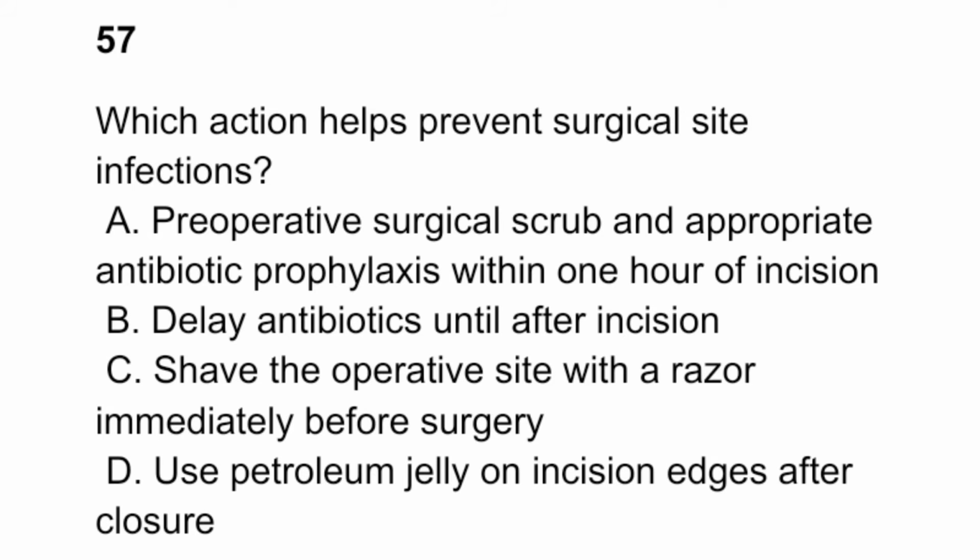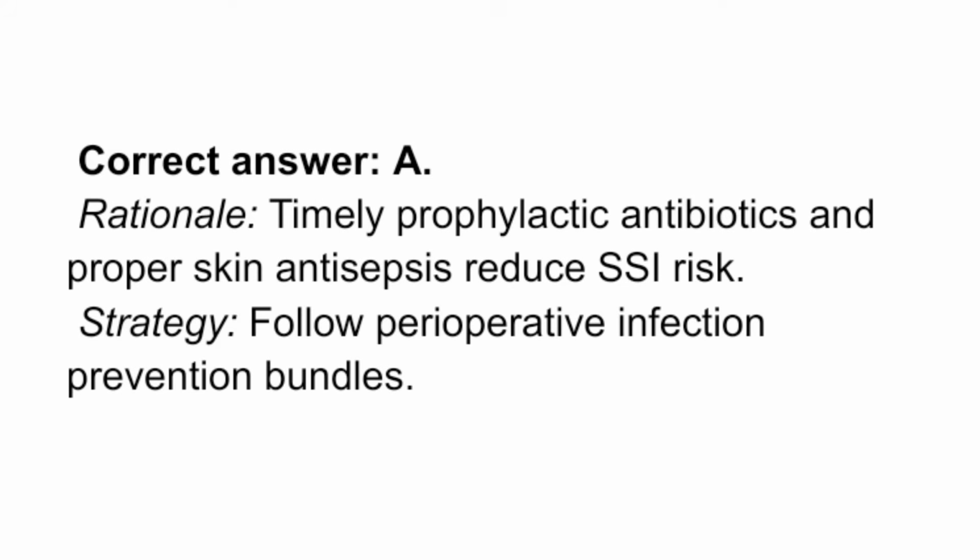57. Which action helps prevent surgical site infections? A. Preoperative surgical scrub and appropriate antibiotic prophylaxis within 1 hour of incision. B. Delay antibiotics until after incision. C. Shave the operative site with a razor immediately before surgery. D. Use petroleum jelly on incision edges after closure. Correct answer, A. Rationale: timely prophylactic antibiotics and proper skin antisepsis reduce SSI risk. Strategy: follow perioperative infection prevention bundles.